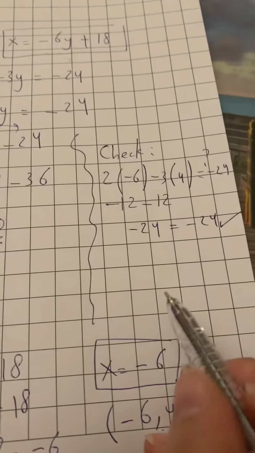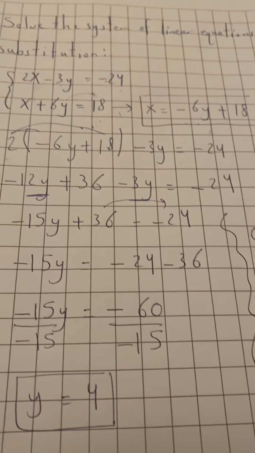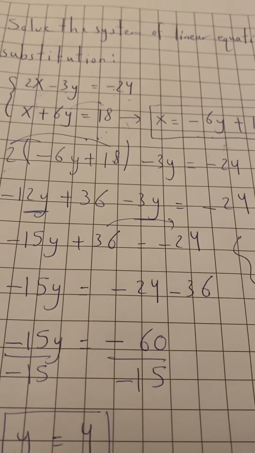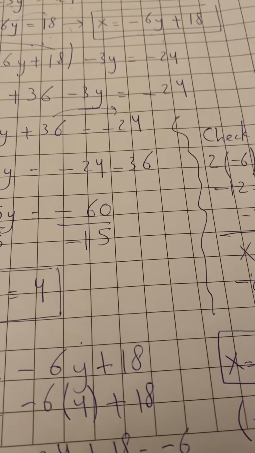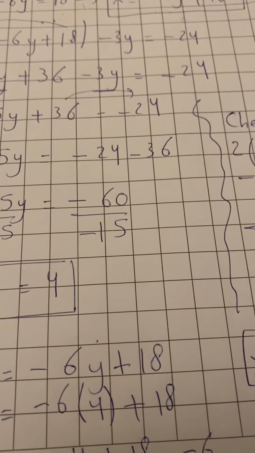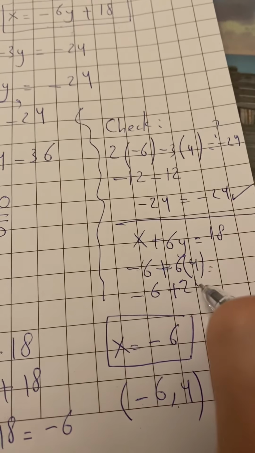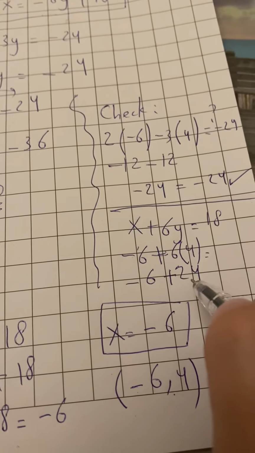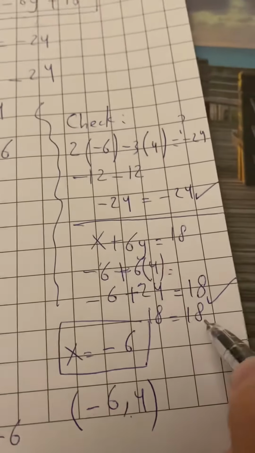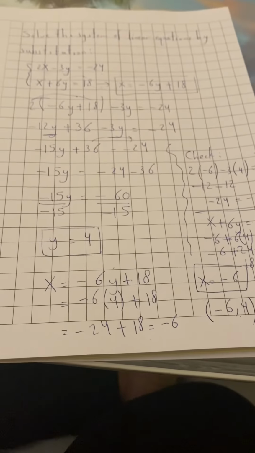Now, I can check the other equation also. So I will go to the second equation, x plus 6y equals 18. I will replace the x, which as we said is negative 6, plus 6 times y, which is 4. Negative 6 plus 6 times 4, which is 24, will give me negative 6 plus 24, which gives me 18. So yes, it's equal to the other side. So 18 equals 18. So my check is correct. Now I'm sure that I answered the question correctly.